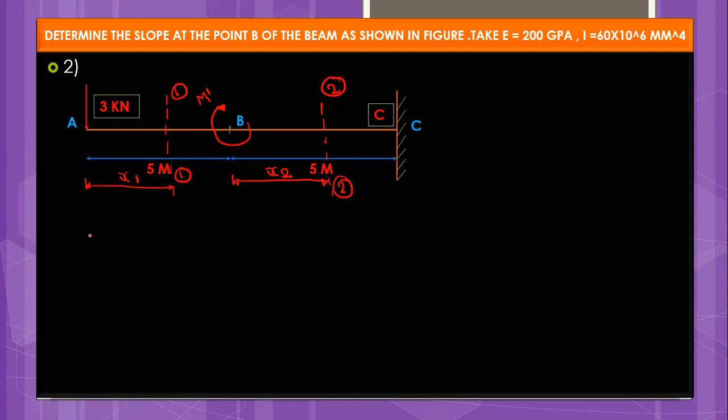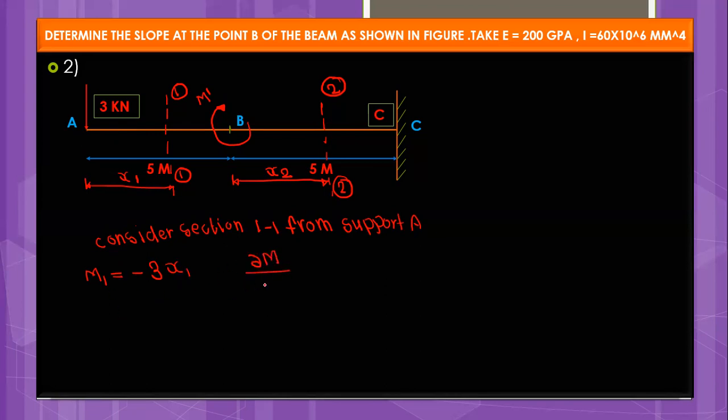So write down the equation of bending moment for section 1-1. Consider section 1-1 from support A. What will be the equation? M1 is equal to, it is creating a hogging moment, so minus 3 into x1. This is the first equation. Let's calculate the partial derivative with respect to M prime. Here there is no M prime term, so it will be 0 directly.